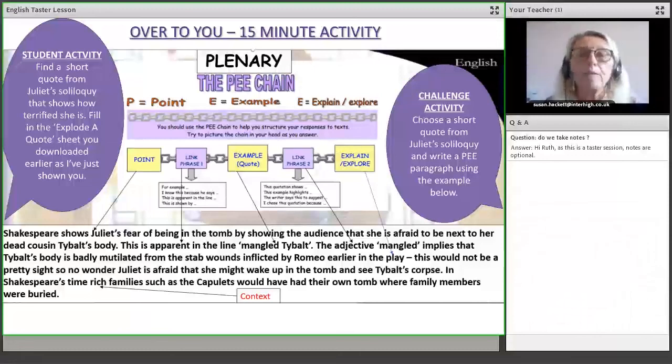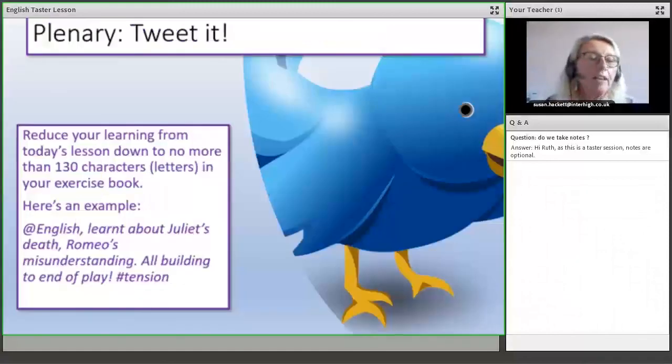In a lesson, people who wanted to fill in the exploded quotes template can do that. For students who fancy more of a challenge, they can have a go at writing their ideas up at home, and we would have a discussion area in the platform for them to upload their work from the lesson. We're very rushed, and quite often we will finish with a tweet, where you imagine you're writing a tweet and you summarize what you've learned in that lesson.